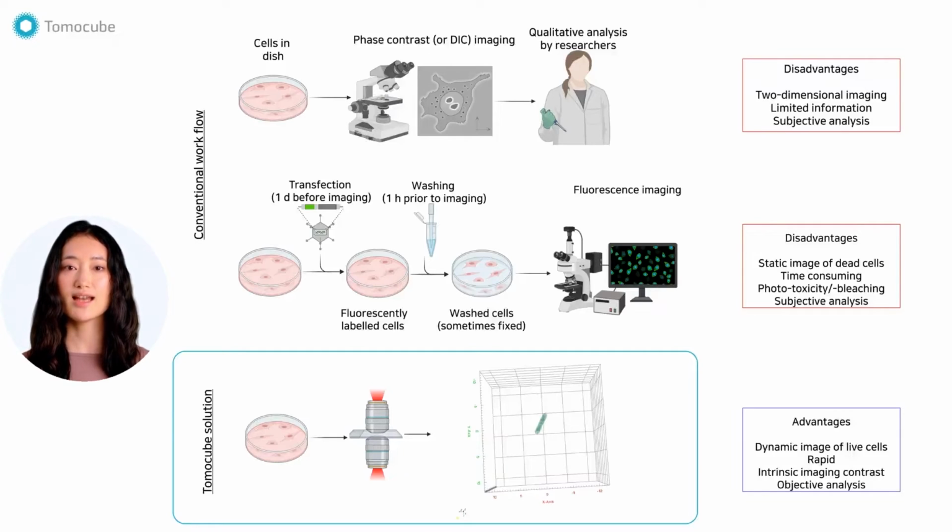Fluorescence microscopic techniques have been used due to their molecular specificity. But, you must follow several steps for cellular imaging, such as transfection for fluorescent protein expression or staining. It also requires washing, incubation, and fixation. These procedures are not only time-consuming but also inevitably cause phototoxicity or photobleaching.